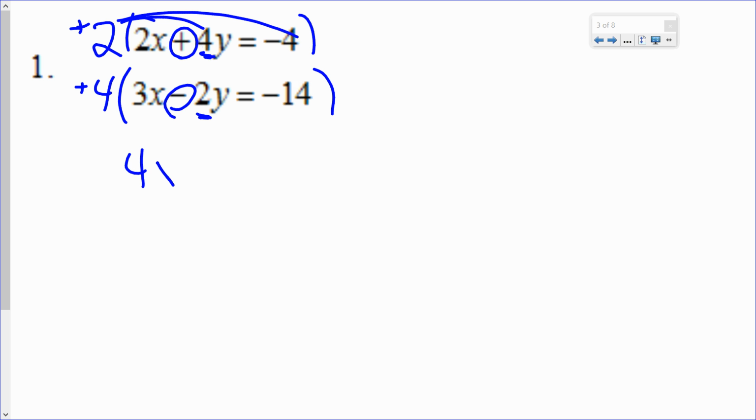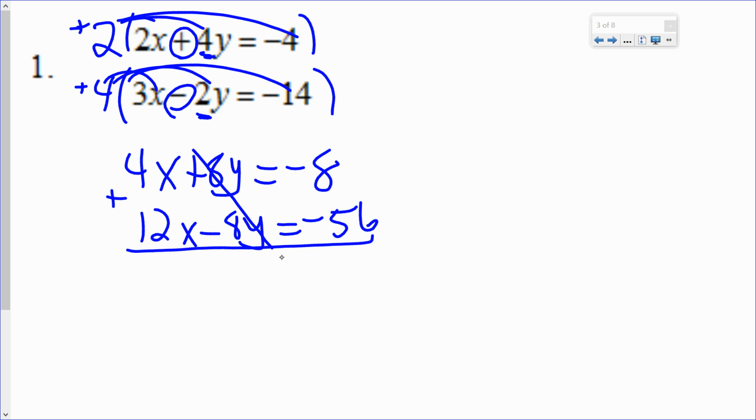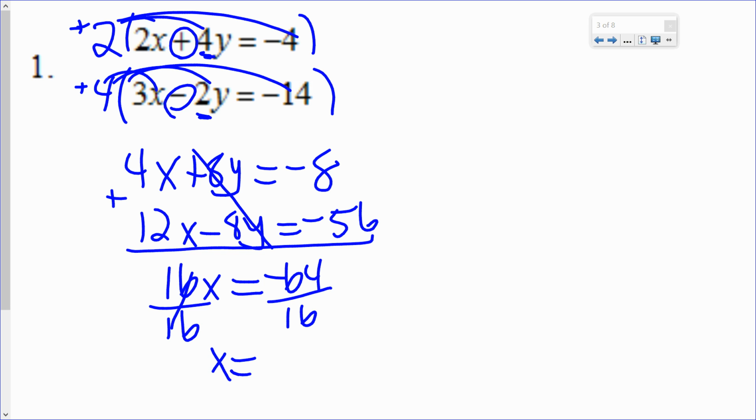My top will become 4x plus 8y equals negative 8. My bottom would be 12x minus 8y equals negative 56. I add them together. The y's cancel. 4x plus 12x is 16x, negative 8 and negative 56 is negative 64. I solve the equation. It can always be just division to solve the equation at this step. I get x equals negative 4.